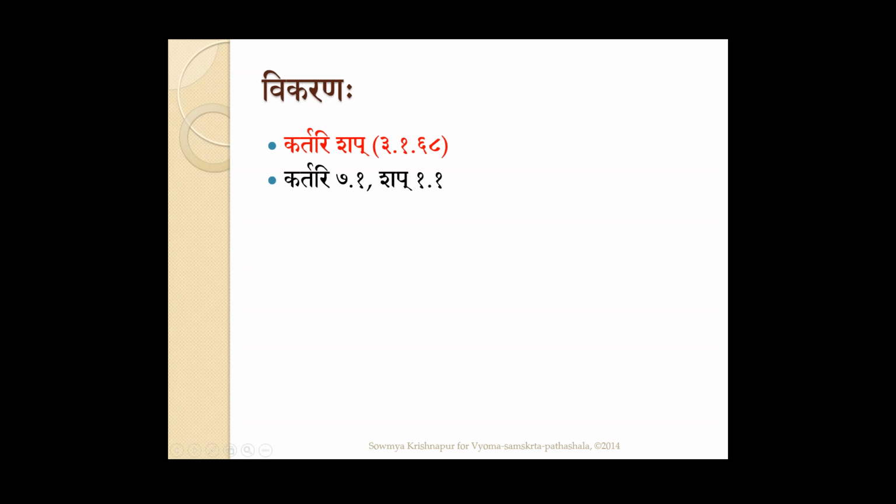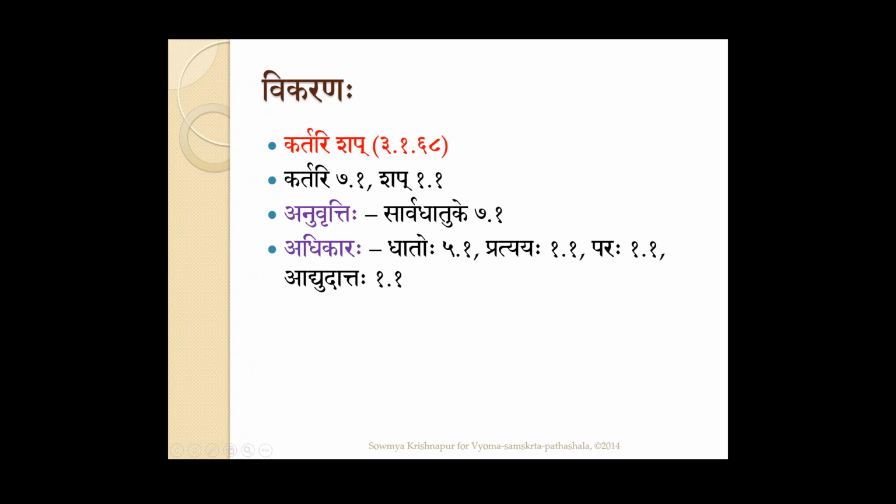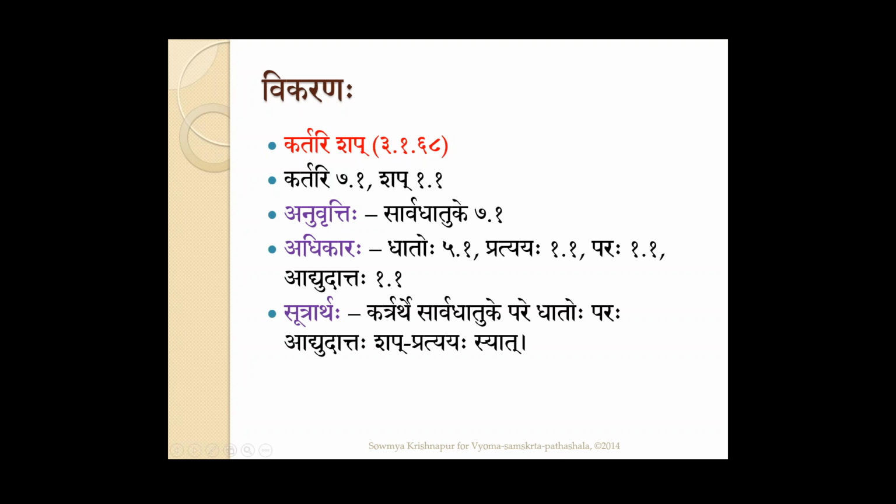So kartari shap, kartari iti saptami ekavachanam, shap iti prathama ekavachanam, sarvadhatuke iti anuvartate, adhikaraha dhatoho pratyayah paraha adyadattaha iti adhikaraha, kartrarthe sarvadhatuke pare. कः अर्थः? जानीमः सार्वधातुकं तिङ् षित् तत्र तिङ् प्रत्ययस्य अर्थत्रयम् लः कर्मणि च भावे च अकर्मकेभ्यः लकाराः सकर्मकेभ्यः धातुभ्यः कर्तरि कर्मणि च स्युः अकर्मकेभ्यः भावे कर्तरि च. So a lakara or the ting can have three meanings: the karta, karma or bhava.